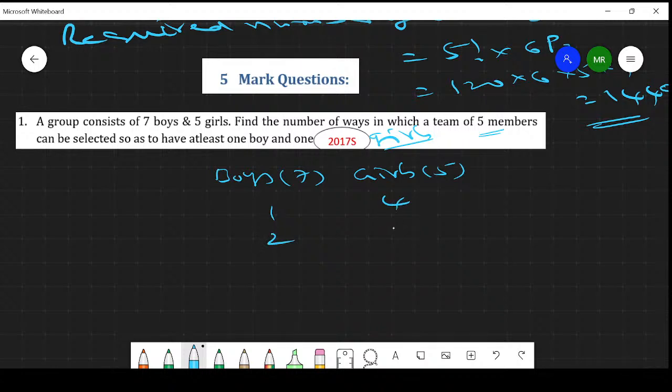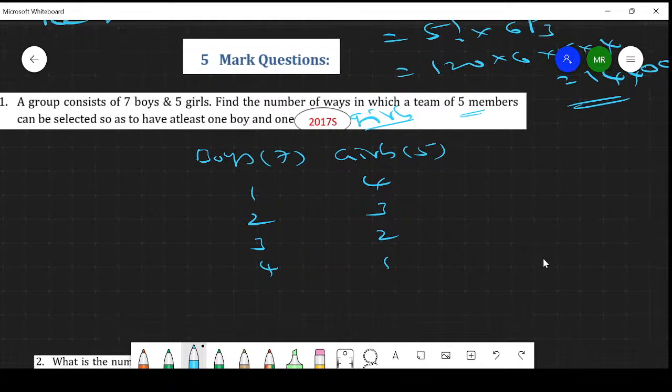And 2 boys, 3 girls I can consider, right? If I take 3 boys, it will be 2 girls. If it is 4 boys, I can take 1 girl. Minimum 1 boy and 1 girl. So these are the 4 options. Correct? This is the way you can do it.